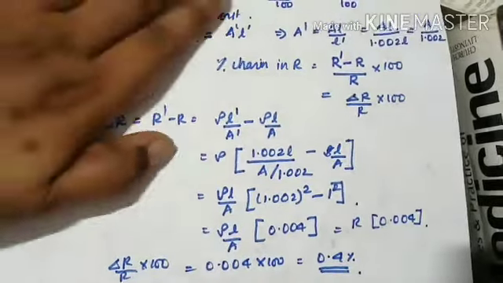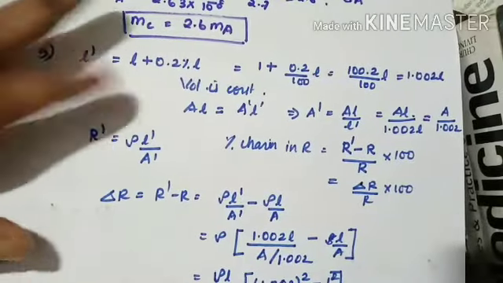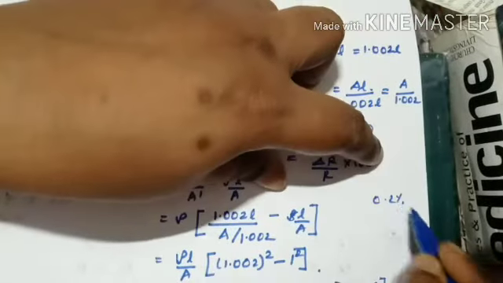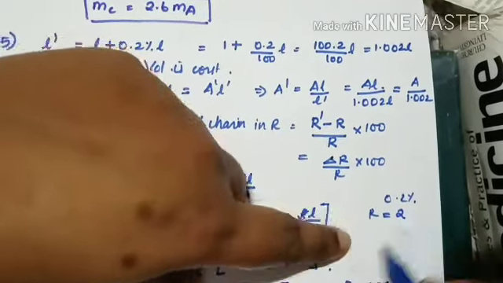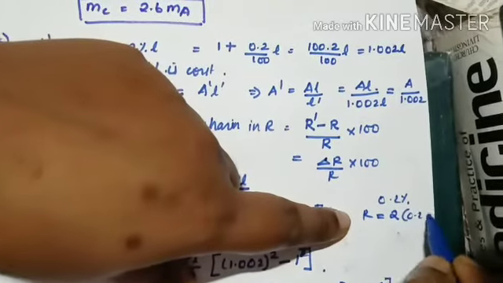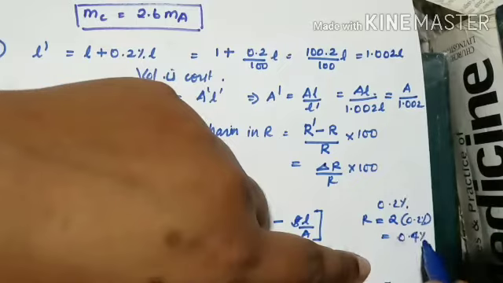Now the simple trick for NEET is don't go for this lengthier process. Whenever you are given a percentage increase in the length, as here where the length is increased by 0.2 percentage, the resistance will increase by twice that. Why? 0.2 into 2. That is the trick. So the increase in resistance will be 0.4 percentage.